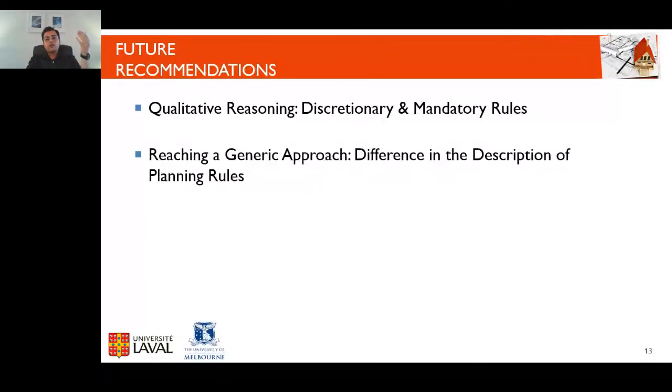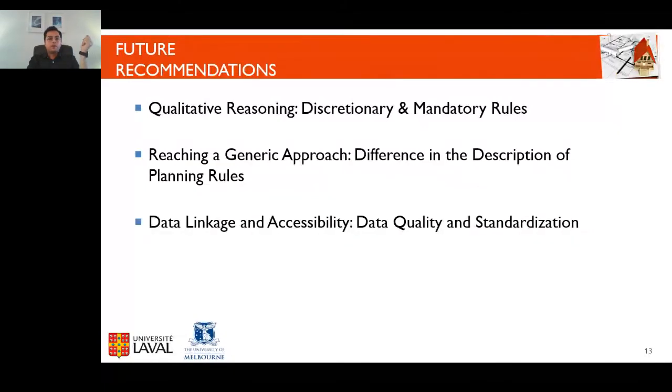Although the general planning rules may be the same, it's not straightforward to achieve a generic approach that maps all the limited spaces. And we should be aware of the differences in the description of rules. The required data like planning information, zoning base map, and related guidelines are provided by different organizations with different levels of accessibility. To achieve an integrated land use information system, all required data integration challenges like data quality and standardization should be considered.